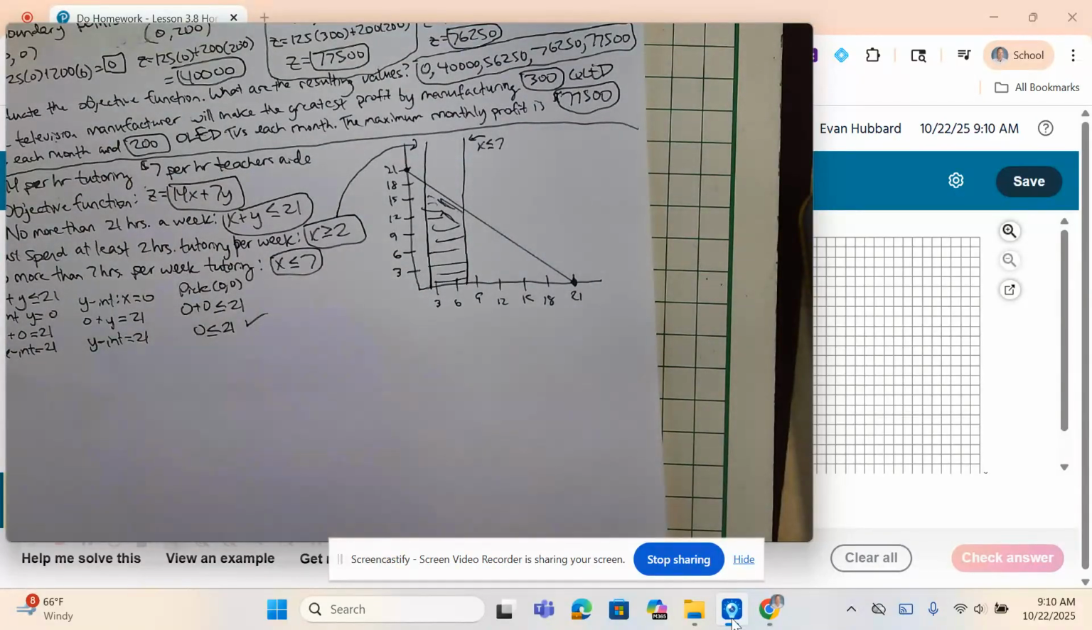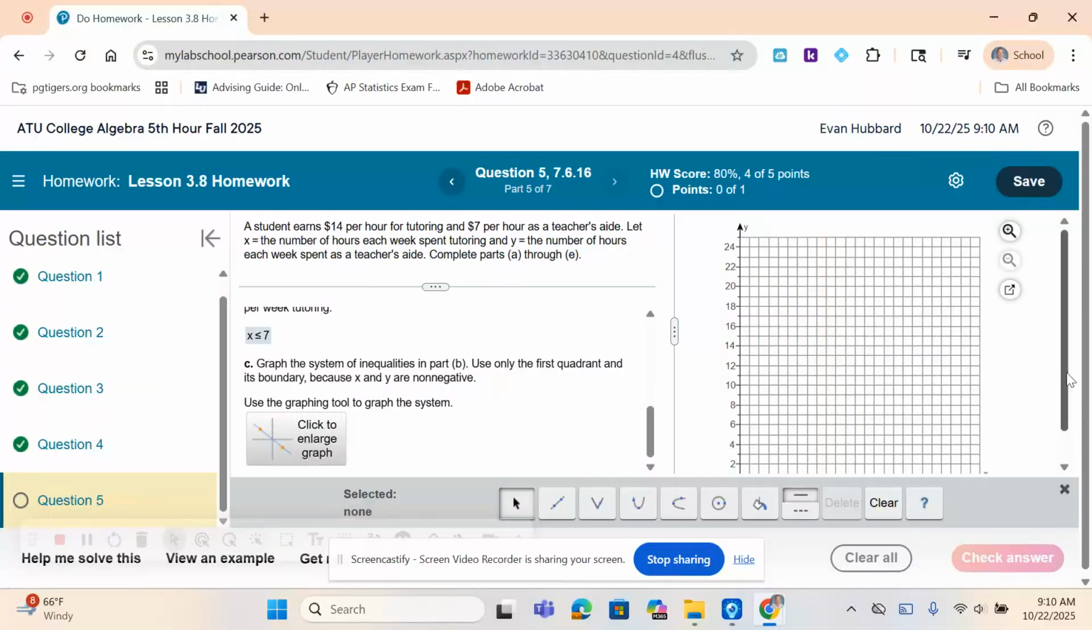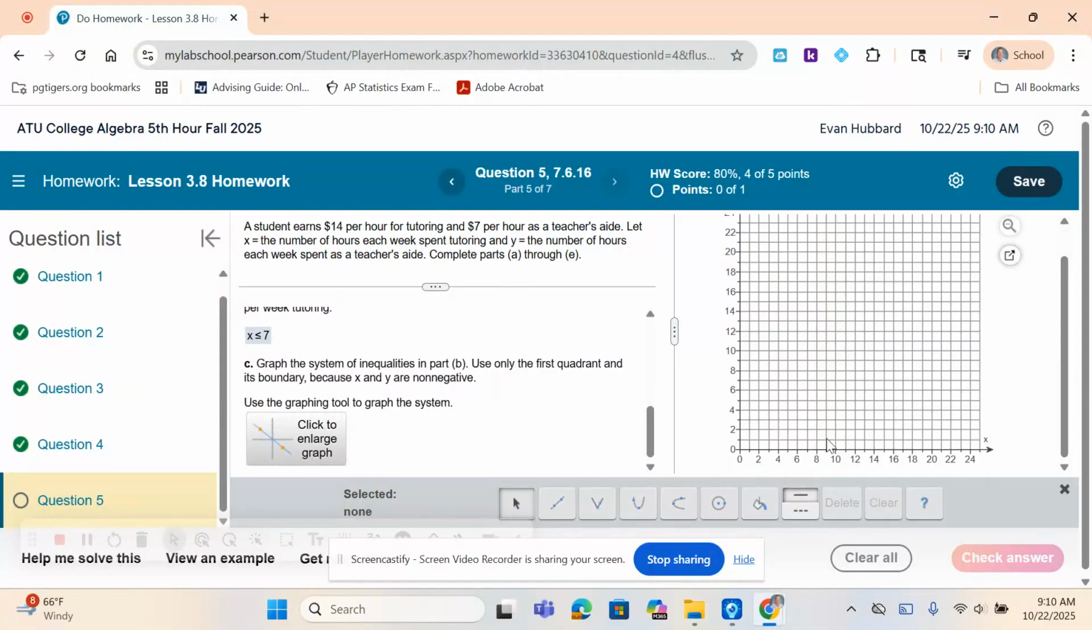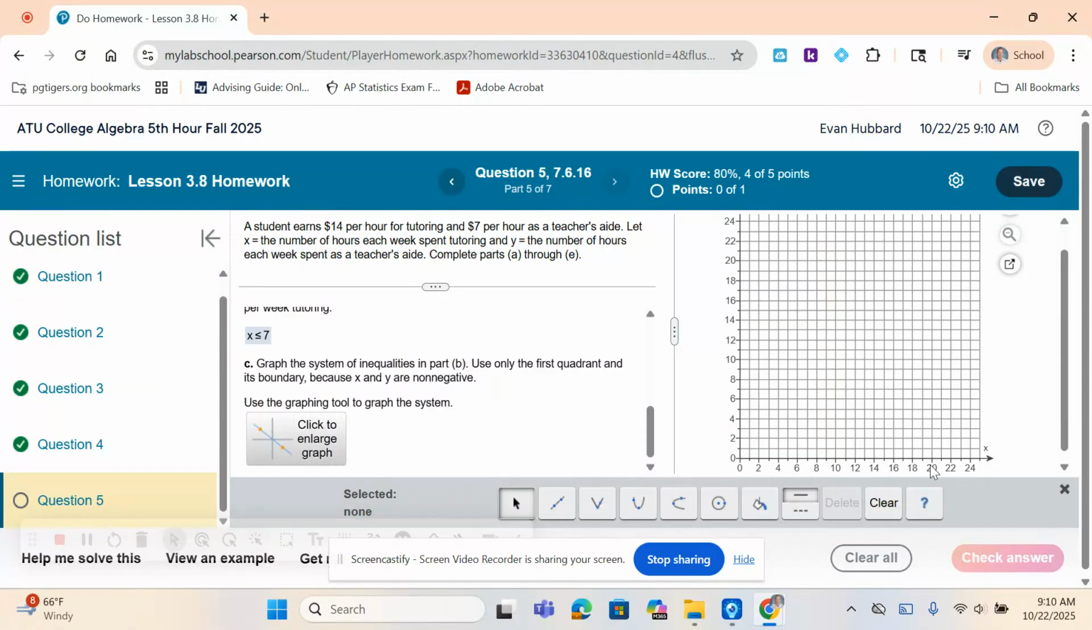So let's go ahead and plot that on the graph. 21, 21, 2, 7. And where do I shade? I shade in the middle here, this area.